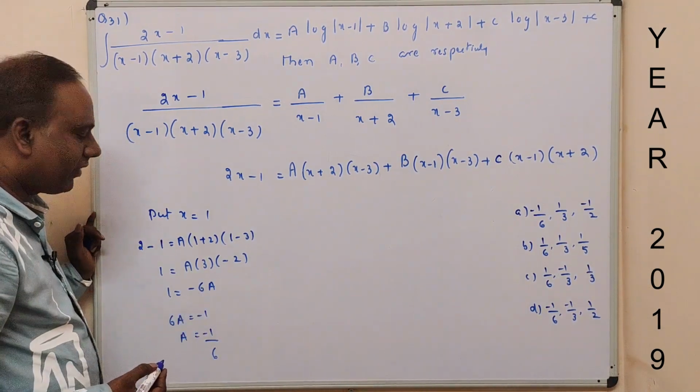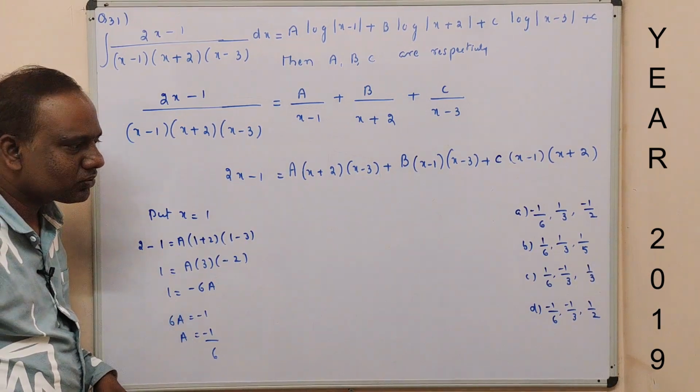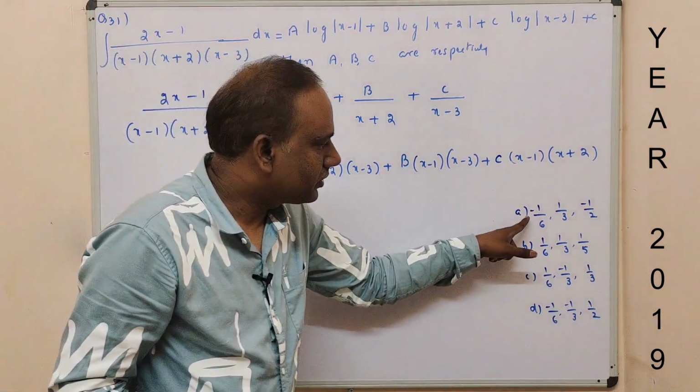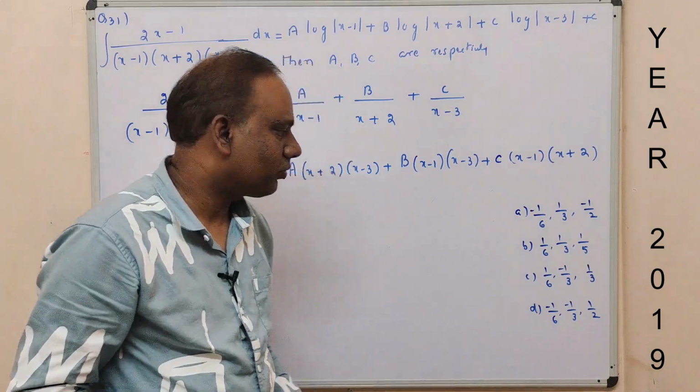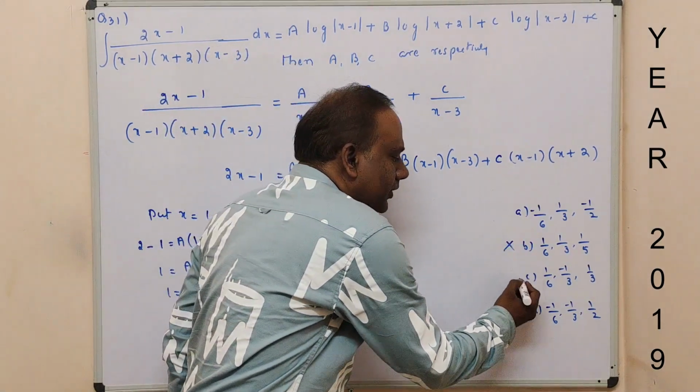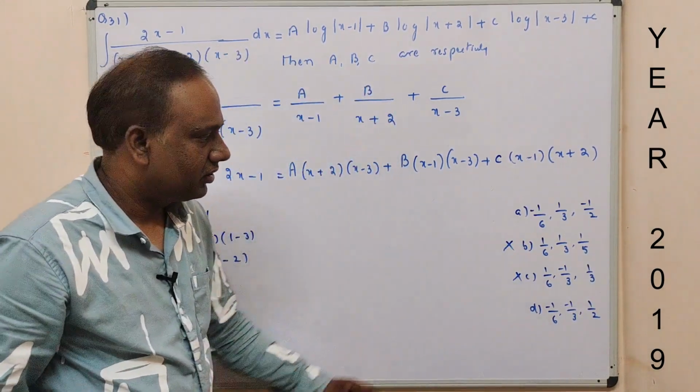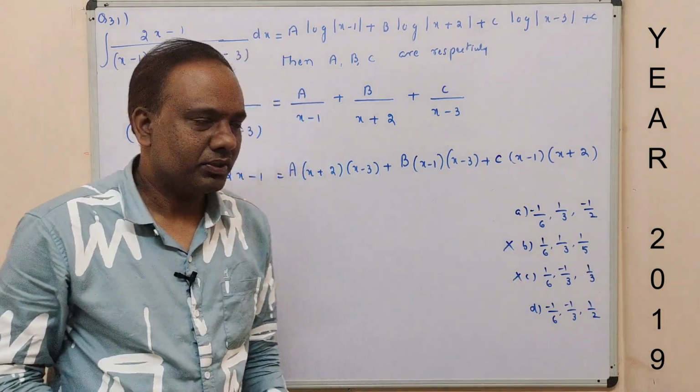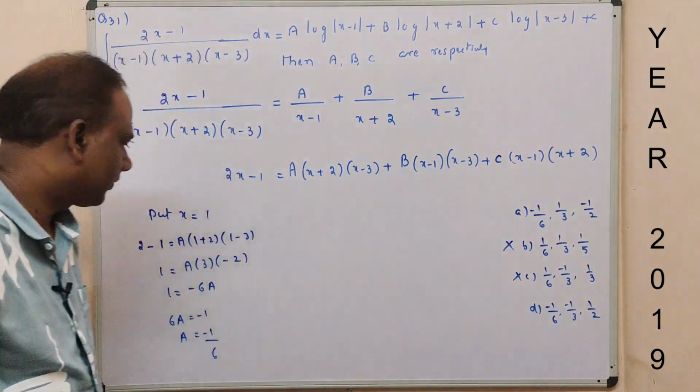Now we calculate the b value. Here a is equal to minus 1 by 6. So this is 1 by 6 and this is also 1 by 6. That means option B and option C are wrong. A and D are the correct options. We can check the b value now.